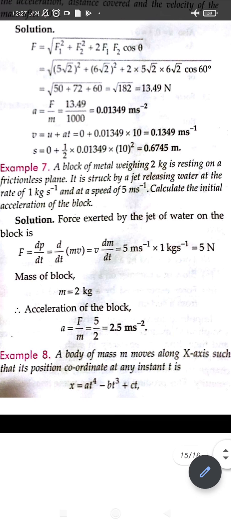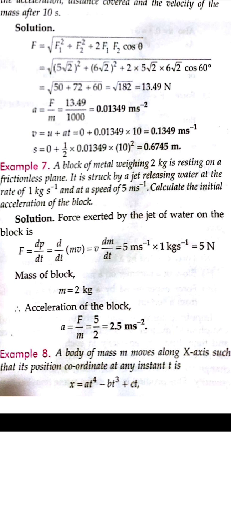Now the last questions. A block of metal weighing 2 kg is resting on a frictionless plane. So now it is resting. It is struck by a jet releasing water at the rate of 1 kg per second. Now what is here? 1 kg per second. Okay, so kg per second is the unit of mass per unit time, right? Mass per unit time is given, and at a speed of 5 meter per second. So velocity is also given.